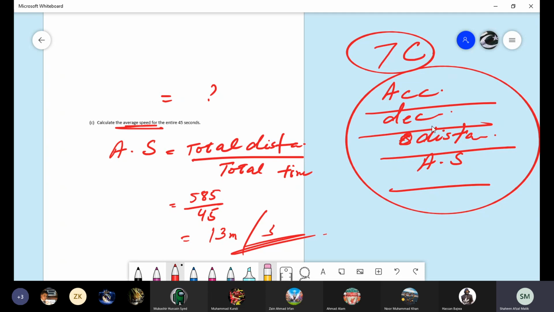Any problem in all these 4 points? No, ma'am. Can you do it easily by yourself? Yes, boys? Yes, ma'am. Okay, so I will share the answer key also.